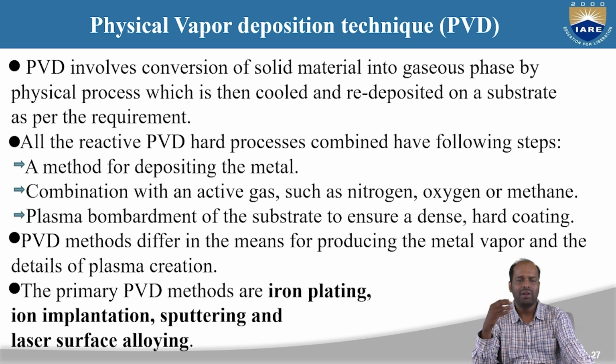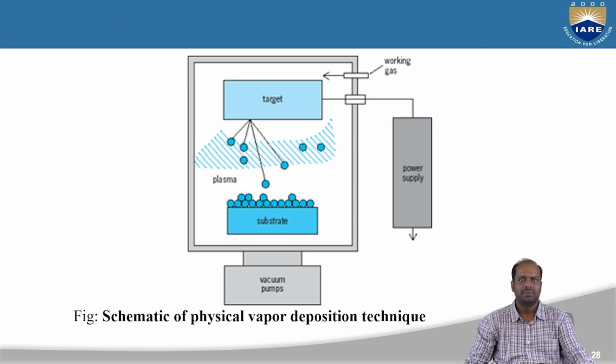Physical vapor deposition methods differ in the means of producing the metal vapor and the details of plasma creation, which makes it a big task to understand. The primary physical vapor deposition methods are ion plating, ion implantation, sputtering, and laser surface alloying. These are the different physical vapor deposition techniques.